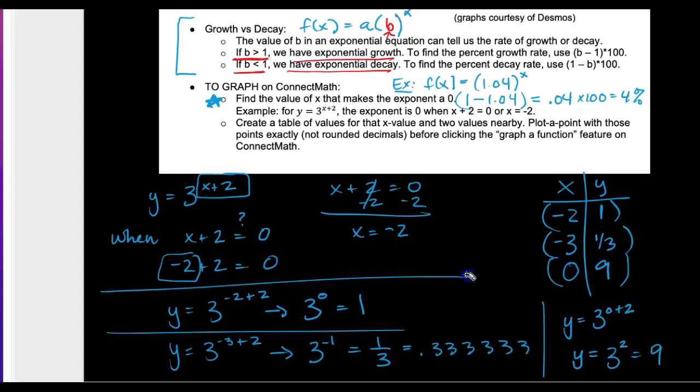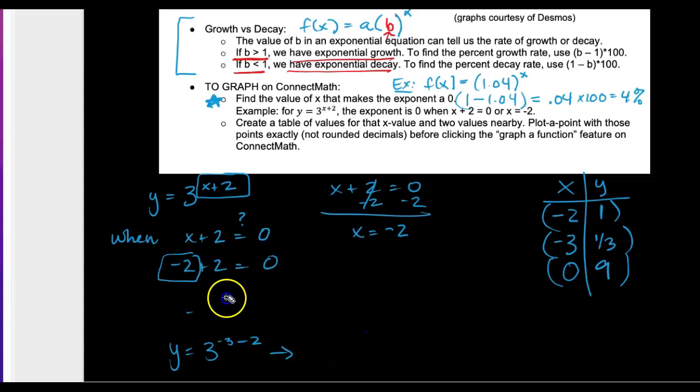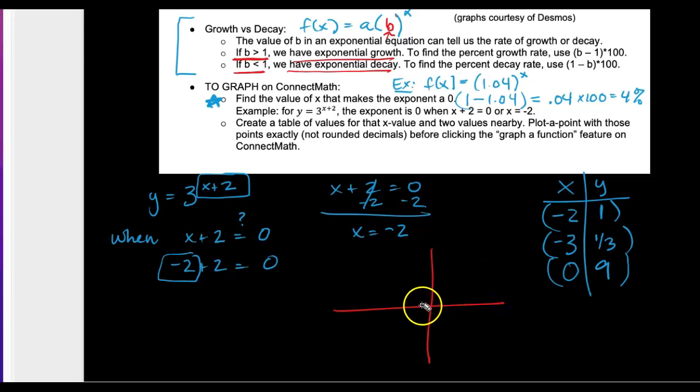Okay, let me erase this real quick so I have some room to do a quick sketch. I'll make my coordinate grid. We've got negative 2, 1; negative 3, 1/3; and 0, 9. You can see I have an exponential growth shaped graph, which looks good. And you can always check Desmos to make sure your graph is correct.